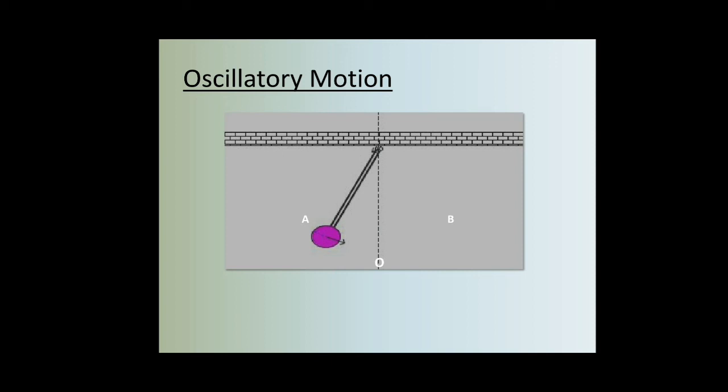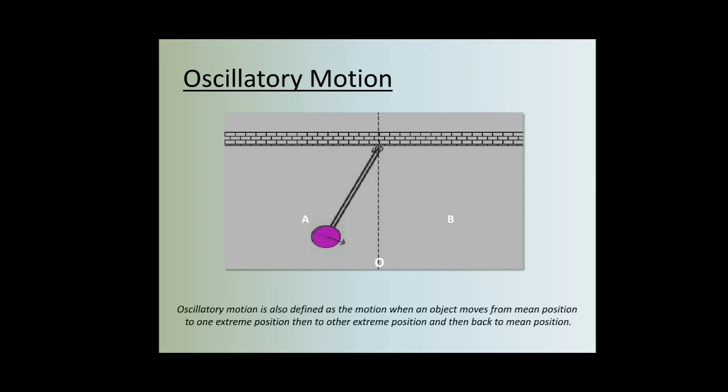When the object moves from point A, that is the first extreme position, to point O, which is the mean position, and then from point O, that is from mean position, to the second extreme position, that is point B, then the object is having an oscillatory motion.